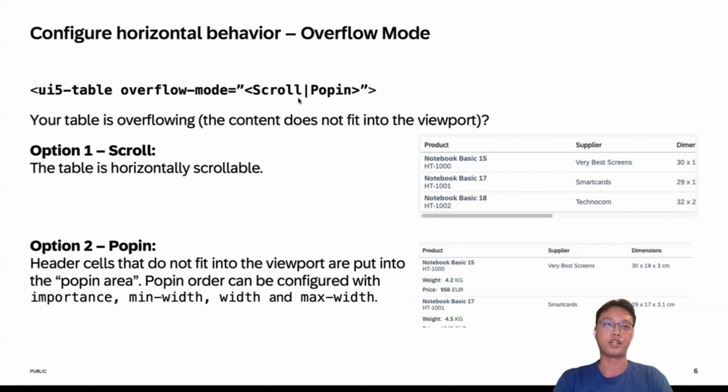If you want to use that mode, you just have to set pop-in as overflow mode value. And you can configure the pop-in order by configuring the following properties on the header rows: importance, which just defines the importance of this header cell or this column, a min width, width, and max width. This allows you to individually configure which cells or which columns will be put into the pop-in area at which time.